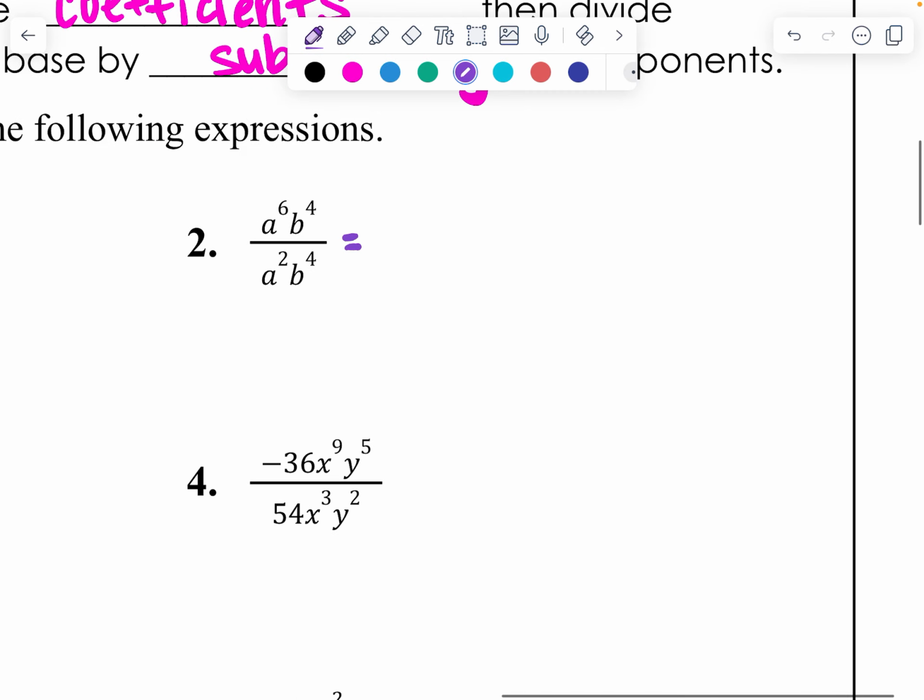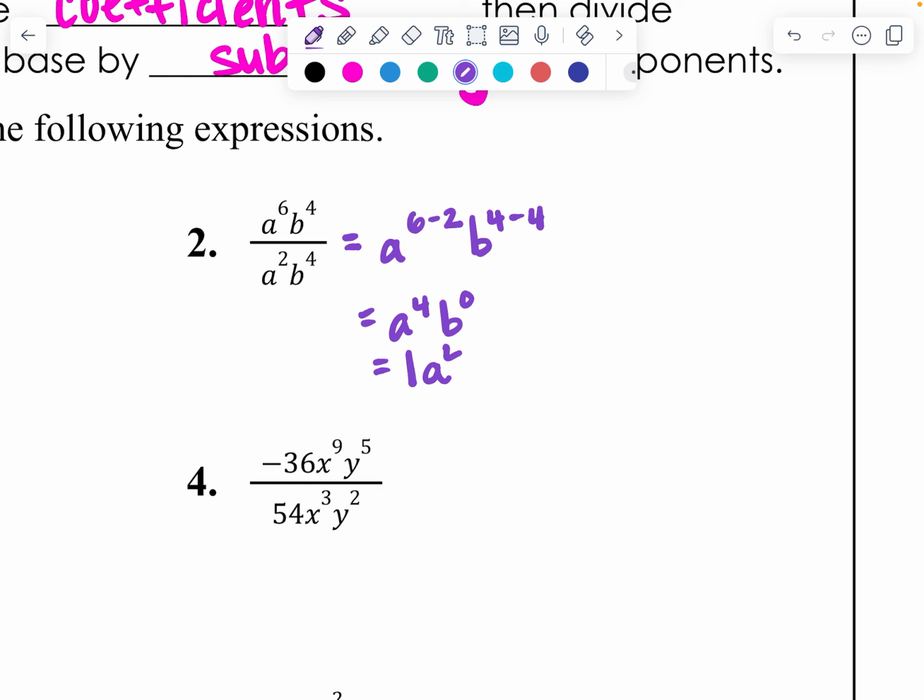So I'm going to have a to the power of 6 minus 2, b to the power of 4 minus 4. So that gives me a to the power of 4, b to the power of 0. And I need to simplify that because b to the power of 0 is 1. So I would have 1 times a to the power of 4, or you could just write a to the power of 4, because when 1 is the coefficient, you don't need to write it.